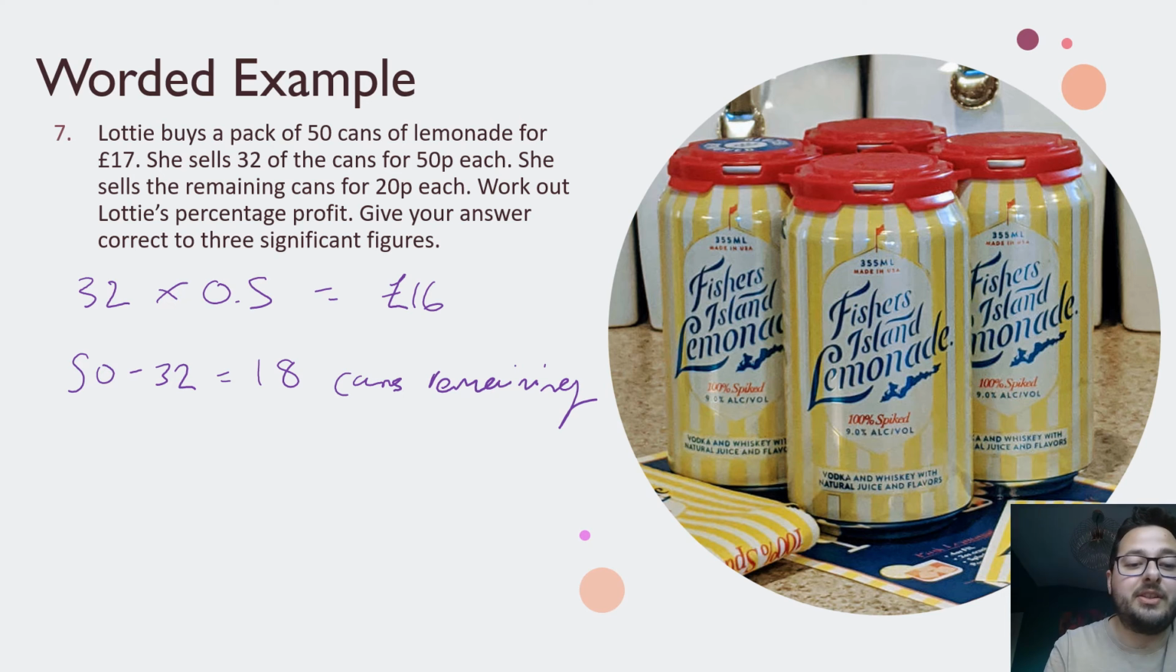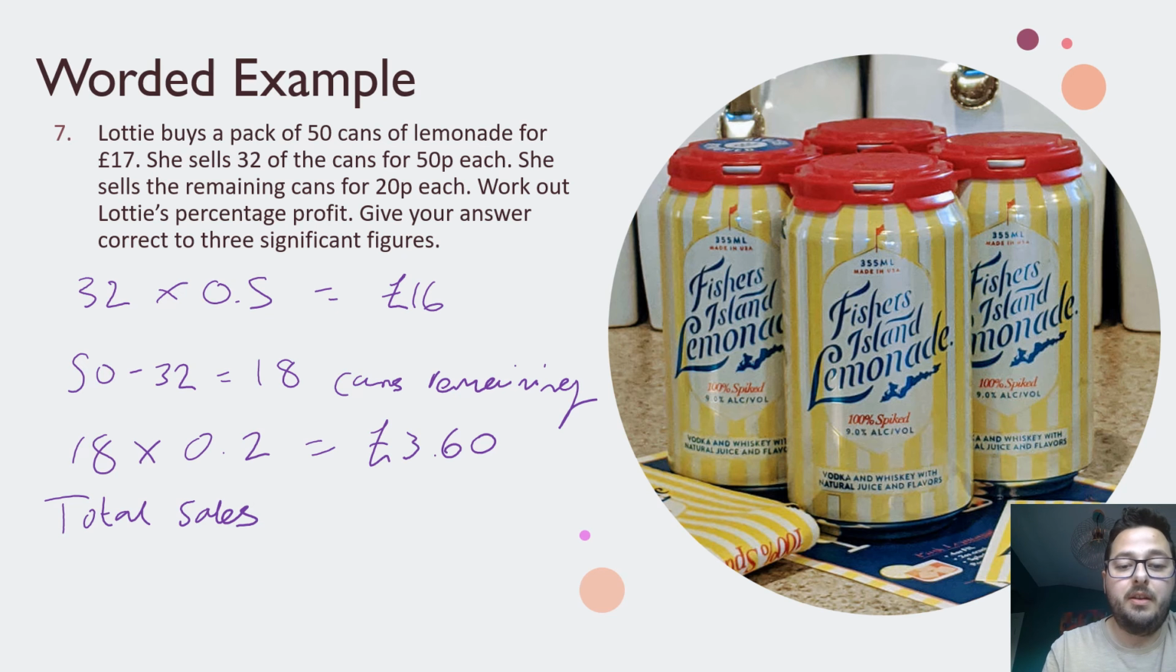And then for those remaining cans, 18 times £0.20, which is the same as 20p, and that is going to be £3.60. Okay, then we add these two things up. So total sales are 16 plus 3.6, which is going to be £19.60. And so the profit then is going to be this, take away what she paid, which is 17.